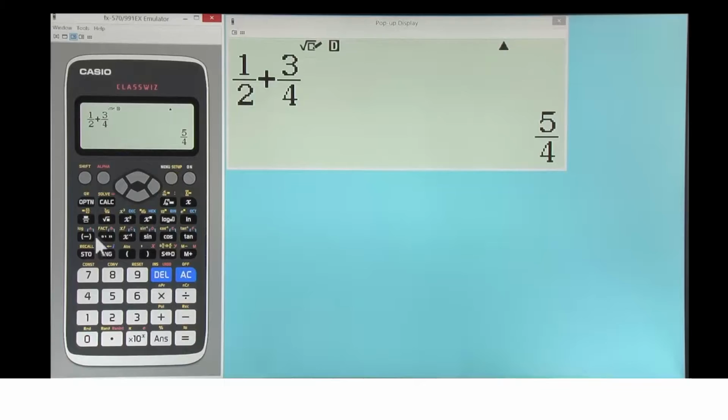Notice that if you don't move the cursor out of the first fraction, then the result will not be what you expect. So if we were to again try to add 1/2 and 3/4 and simply add 3/4, you can see there's a very different kind of result. So you need to be careful to put the cursor in the right place.